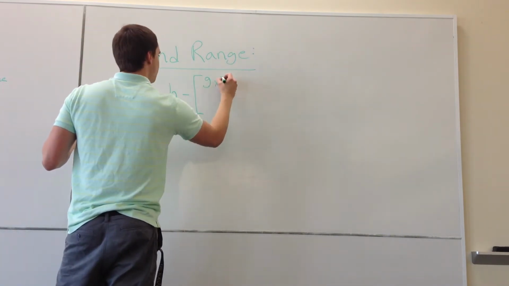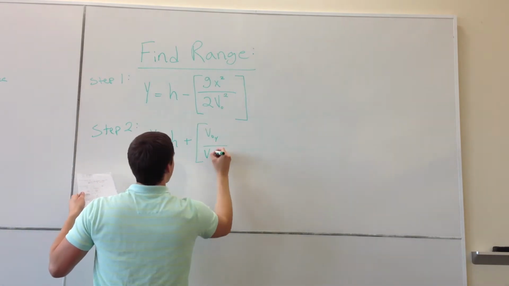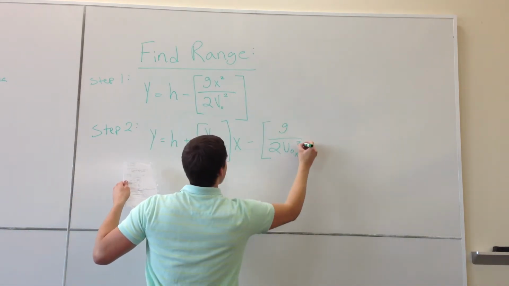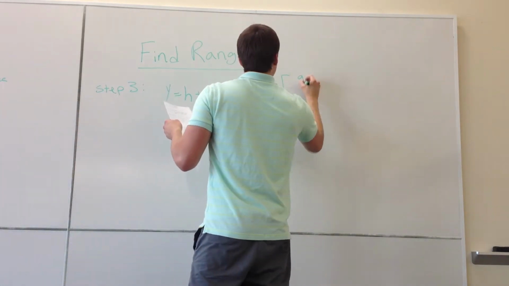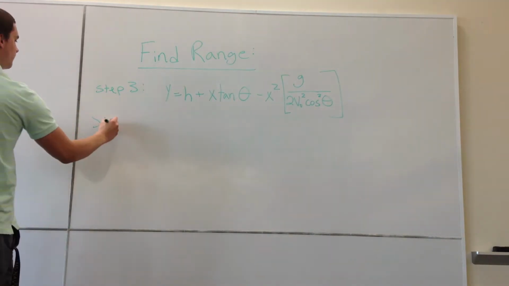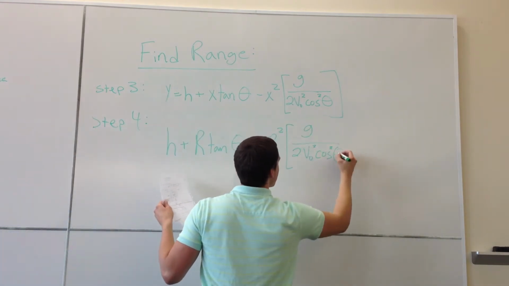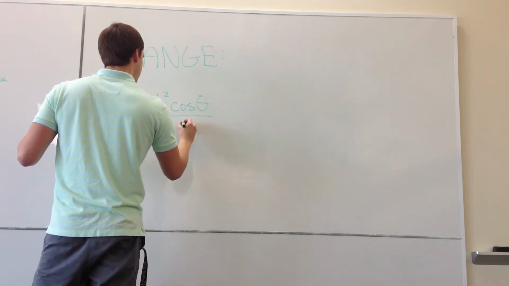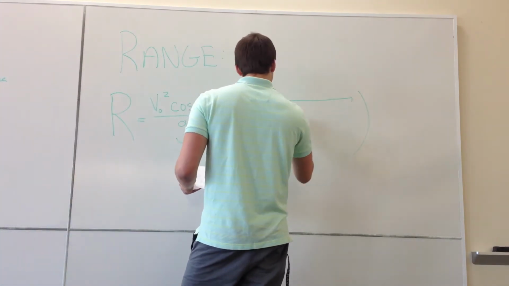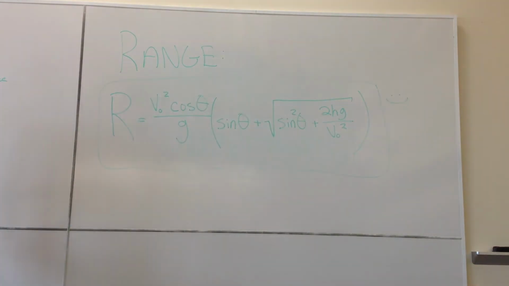Then we have to derive the range equation. This derivation's a little messy, so we're going to go through it really fast here. It's basically a derivation that involves the kinematic equations in both the x and y directions and the associated angles. As you work through it, with gravity and the initial velocity, you solve for range is equal to the velocity squared cosine theta over g times sine theta plus or minus the square root of sine squared theta plus 2 height g over velocity squared.